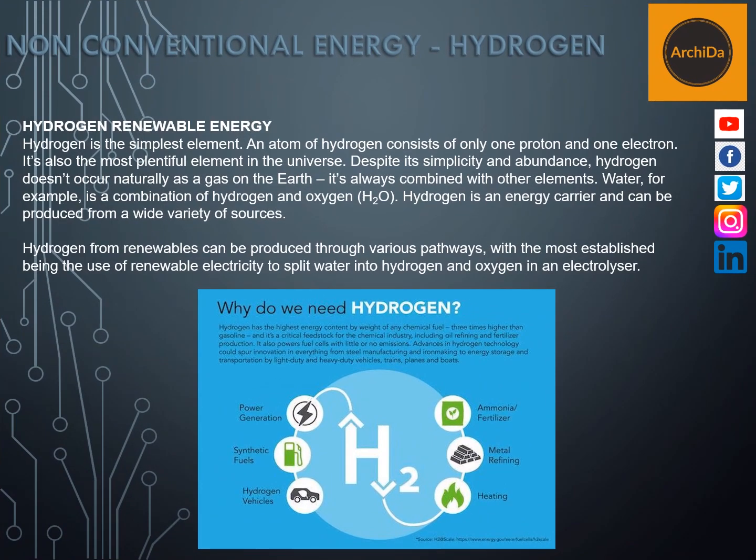Now another form of non-conventional energy source is hydrogen. You will take or you will tap the hydrogen liquid form wherein it will go through an electrolyzer to separate the hydrogen and the oxygen. If you know where hydrogen is going to be taken, actually that is just plain water or H2O.